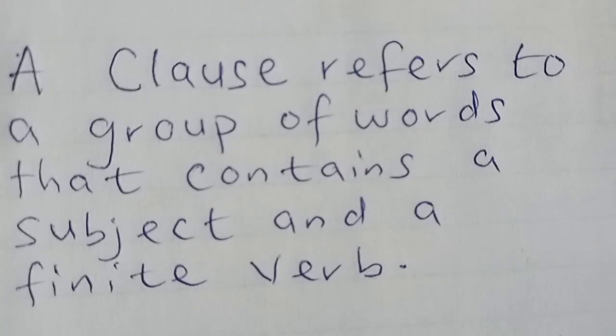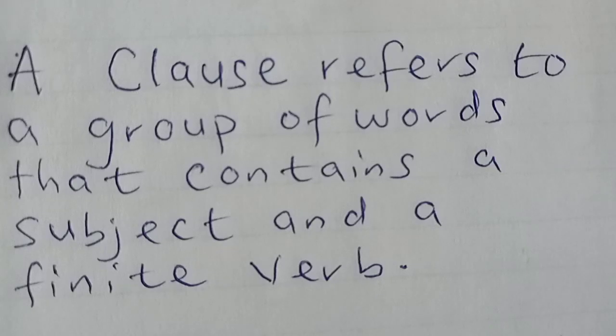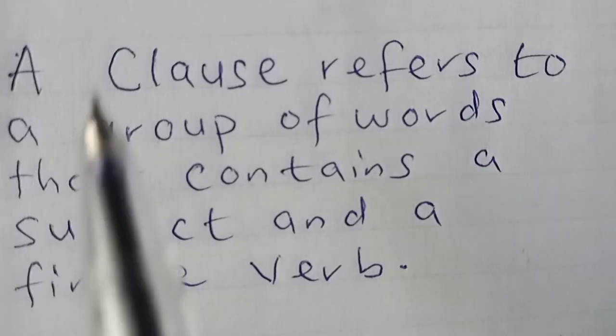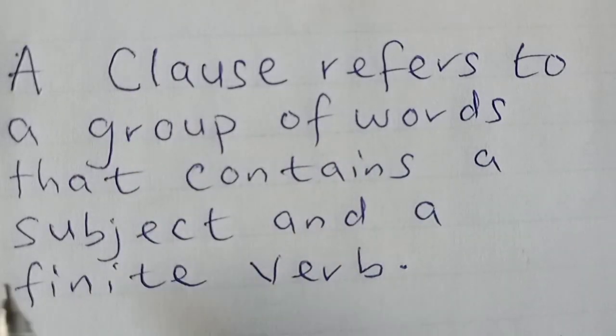For example, in the sentence I gave you, the boy kicked the ball, the verb kicked is a finite verb because it agrees or works with the subject, the boy. That makes it a finite verb. Therefore, that expression, the boy kicked the ball, is a clause because it has a subject, the boy, and it has a finite verb, kicked.